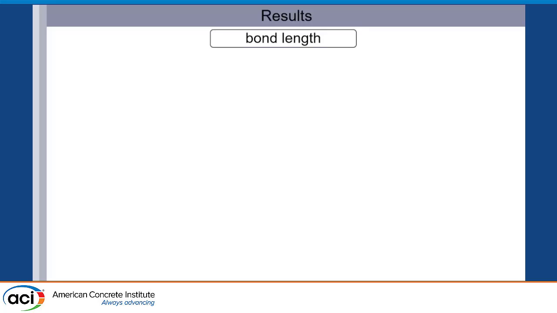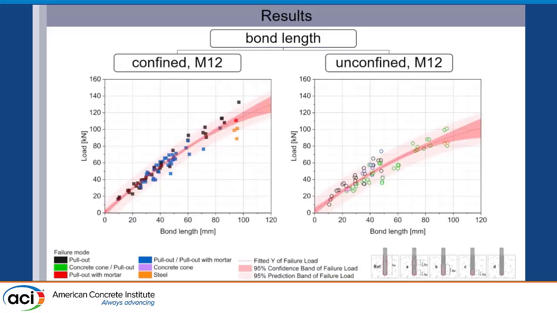So now we go to the tests with bond length. In this case, on the left, we have the tests with confined M12. For bond length, only 3 different embedment depths were tested, 4d, 6d, and 8d, starting at approximately 48 millimeters. These results here, in both cases, represent the reference tests. If you remember, the reference tests were the tests where the bond length and the embedment depth are equal. And all the other results below 48 millimeters are the results from the partially bonded anchors.